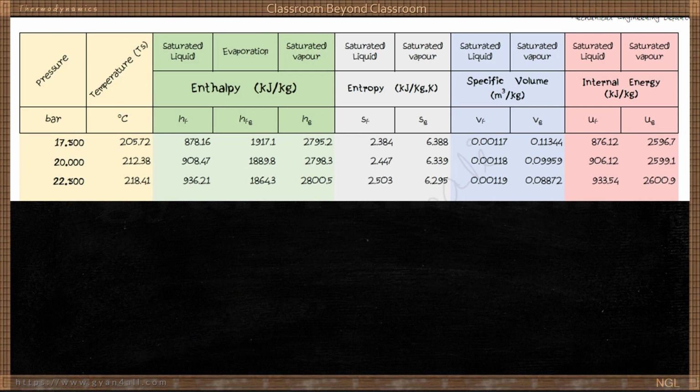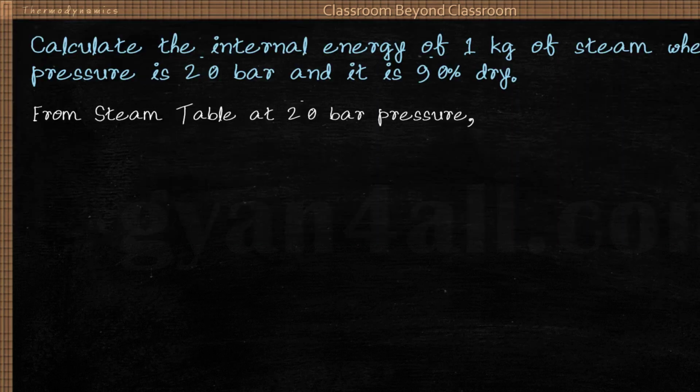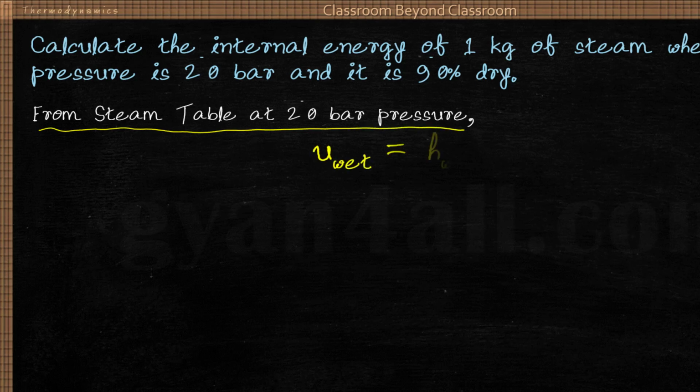So from the steam table, you can see this is the pressure, and for 20 bar pressure we need these values only. This time we need the values of hf and hfg, and also the specific volume vg. From the steam table we got these values at 20 bar pressure. We will use this formula for internal energy.